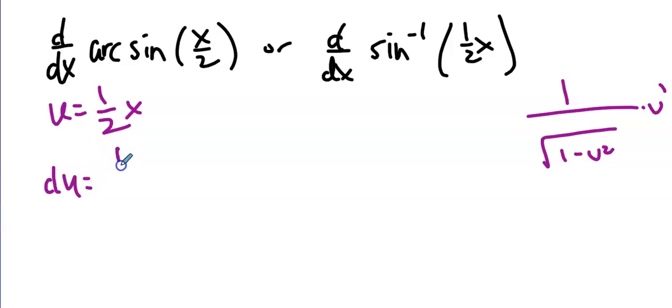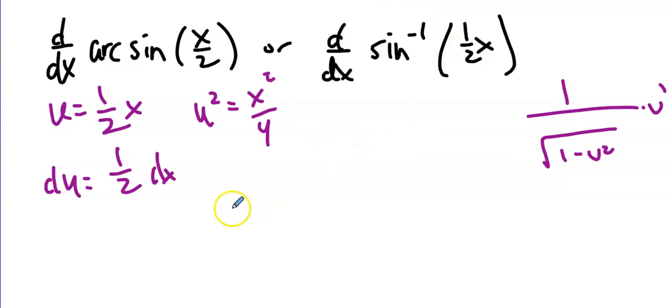Our derivative, it's easier to see it written this way. We don't have to use the quotient rule, right? It's just going to be 1/2 dx. And our u squared, I think it's easier to see it this way. So it's going to be x squared over 4. Okay? So now we have everything that we need, so we can now find the derivative of our arc sine.